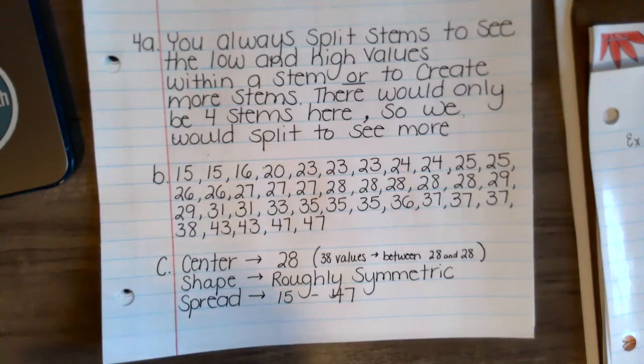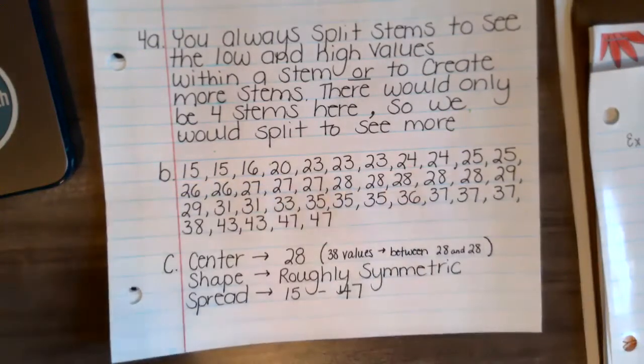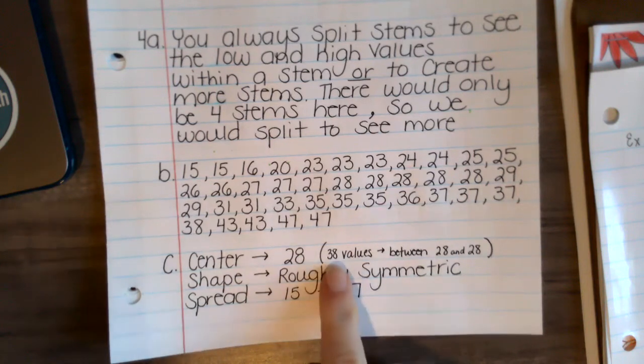So I have a center at 28, and the way that I found that is I went into the middle and it was right in here. So 28 was the center of the distribution. It is roughly symmetric as well, and it's spread from 15 to 47. So you can see, I explained the center.